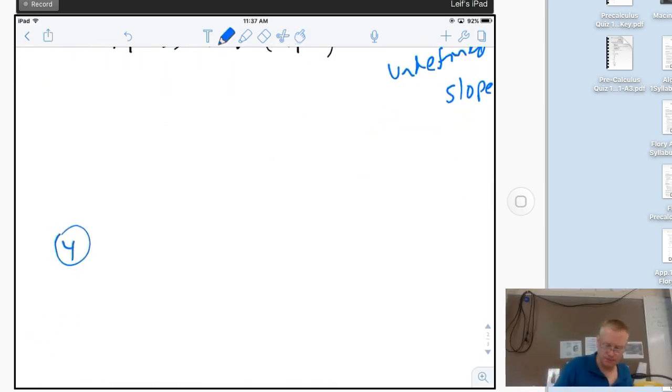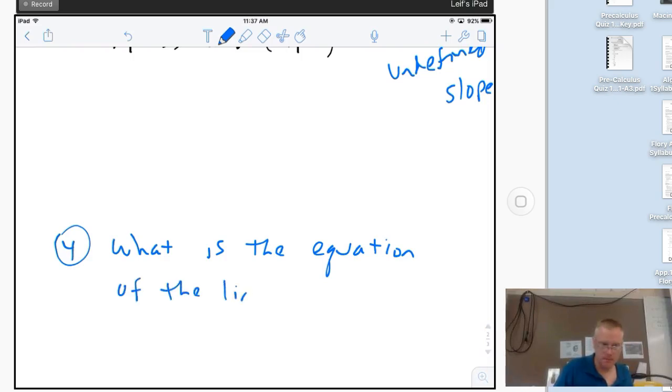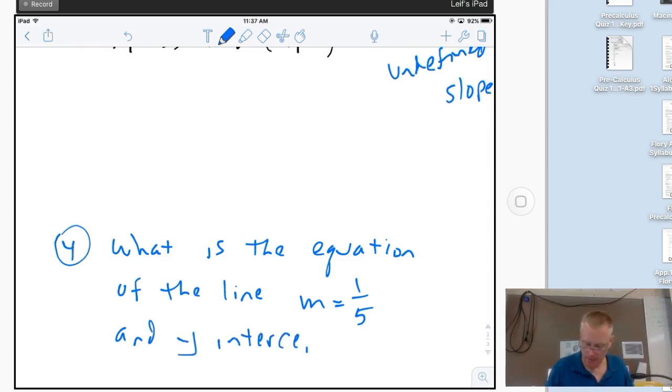All right, number 4. What's the equation of the line with m equals 1/5 and y-intercept 0, negative 3?